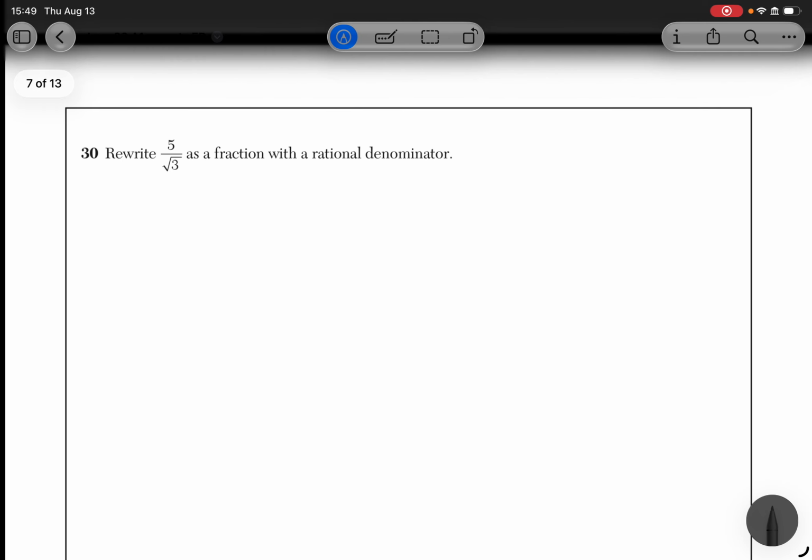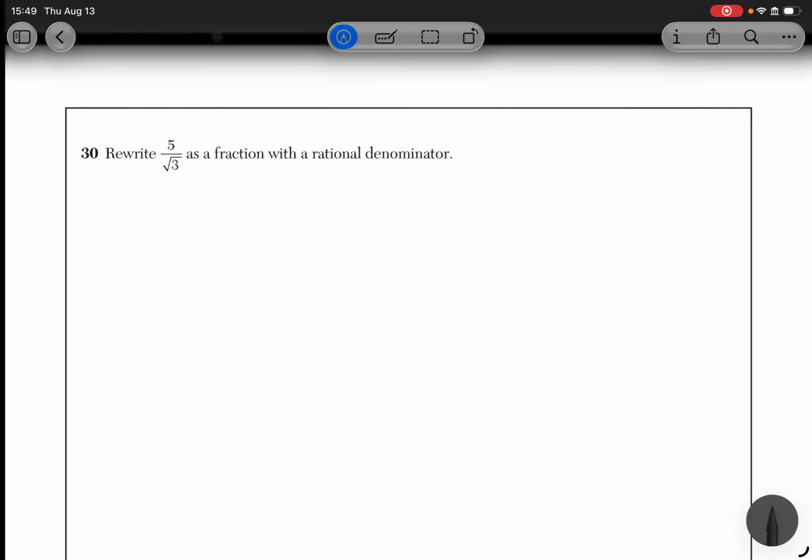Okay, question 30. This type of question does not show up often, in the sense that the denominator is an irrational number and it's asking you to write it with a rational denominator. Typically, it'll ask you if the product of these two numbers is rational or irrational, or if the sum of these two numbers is rational or irrational. So this one was a little bit of a mix-up for a lot of students taking the test, but it is a lot simpler than it seems.